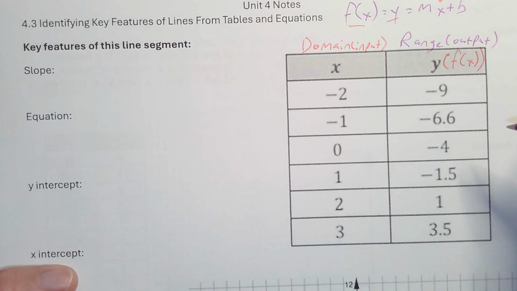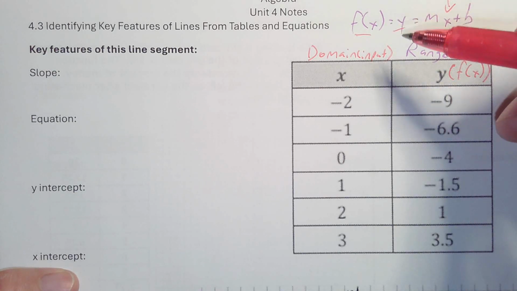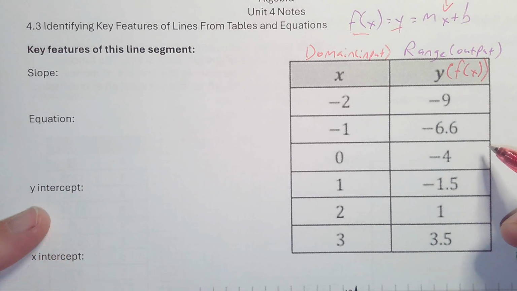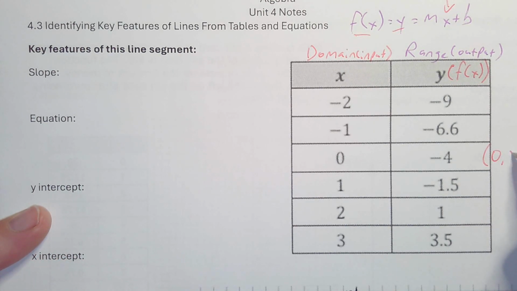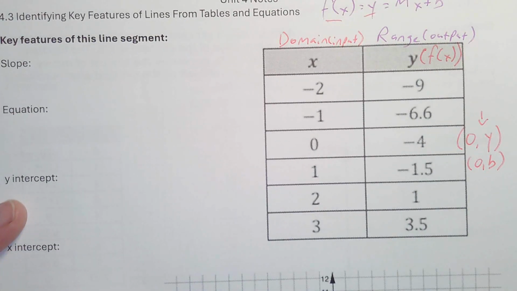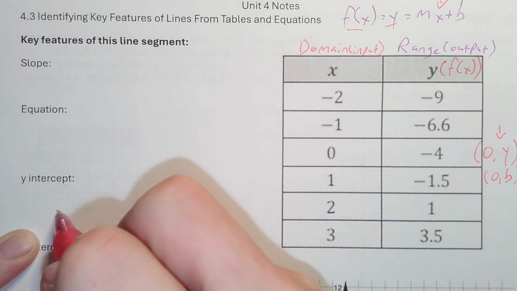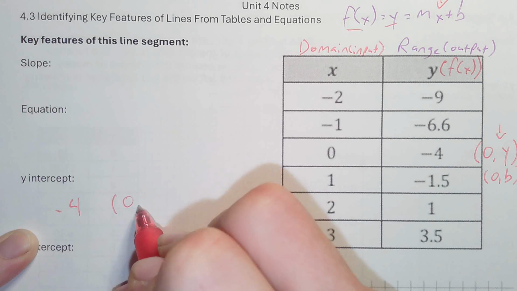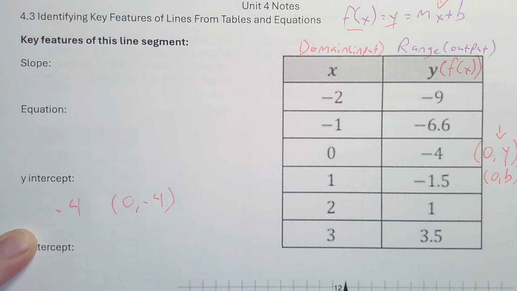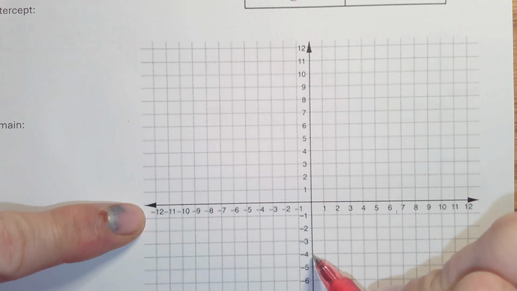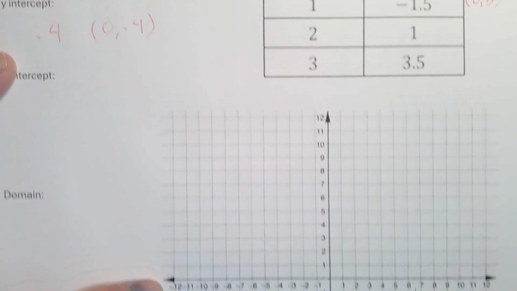Okay, so let's look at if we can pick anything out here that sticks out. Well, I have x is 0 and y is -4. So I have a 0, comma y. That is a y-intercept, right? Or a 0, comma b. That's my y-intercept. So I already know right away that my y-intercept is -4, or 0, comma -4. I have a point. That's important. Okay, so I got a 0, comma -4 right here. That's my y-intercept.